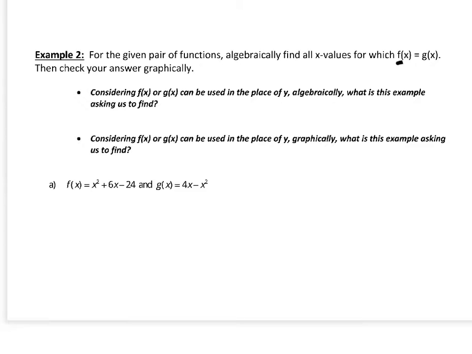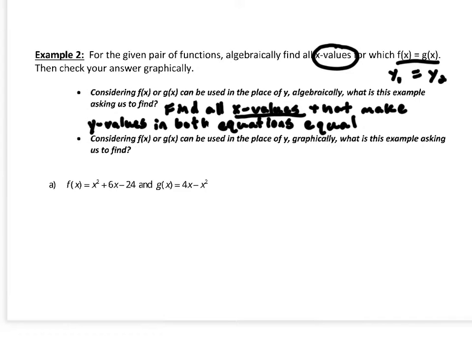So the f of x equals g of x is simply saying, where are the y values of these 2 separate equations going to be equal? And those will be equal at certain x values. So what is it asking us to do? It's asking us to find all x values that make the y values in both of these equations equal to one another. Now, what would that mean if we looked on a graph?